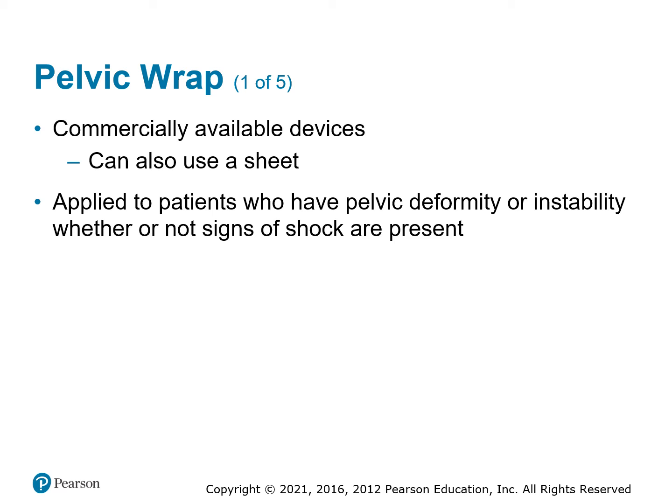Like I mentioned, there are going to be a few slides here showing you what these pelvic wraps, or pelvic binders as I called them, are. There are commercially available devices, pretty common out there. You can also do this in a creative manner utilizing a sheet, but basically it's applied to a patient who has that pelvic deformity or instability, and it doesn't matter if they've got signs or symptoms of shock. Because the goal of this is to splint that pelvic girdle into place and hopefully prevent them from getting to the point where you have to be concerned about shock.